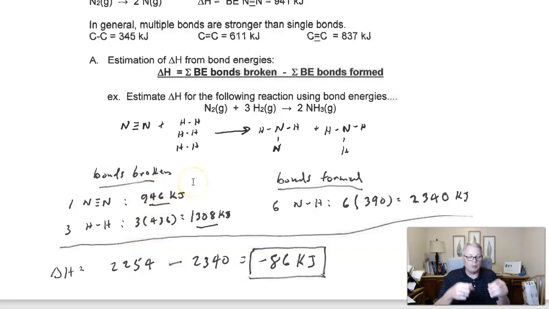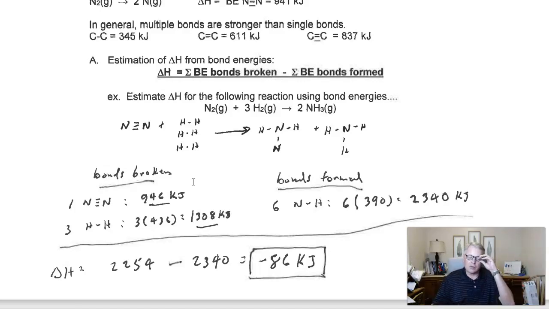Now, breaking bonds takes energy, but when I form bonds, energy is released. Remember we said that when you form compounds, the product is lower in energy than my reactants were apart. So if it's lower in energy, that excess energy has got to go somewhere. Let's give it off in the form of heat.